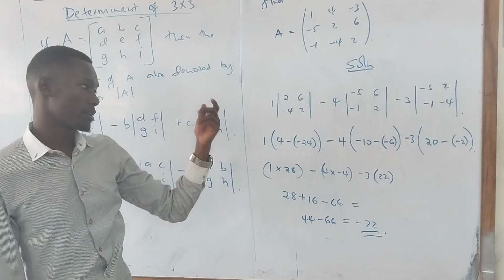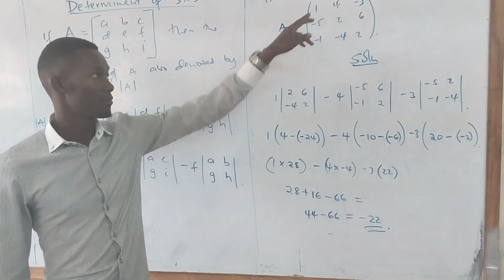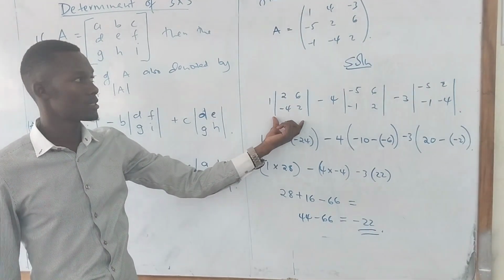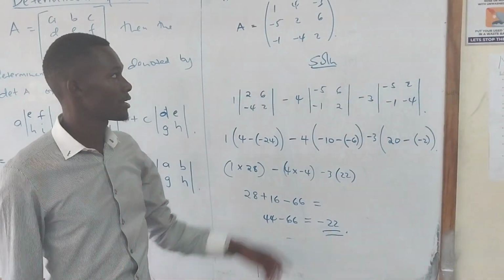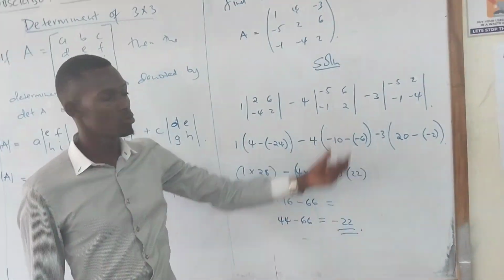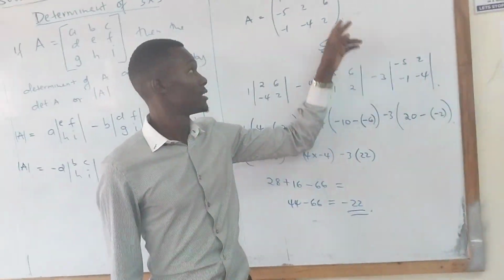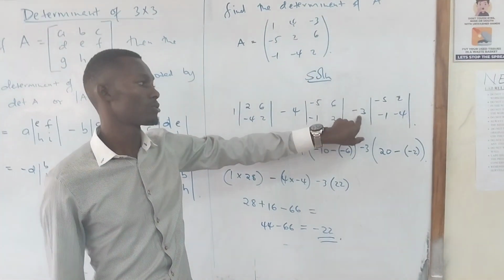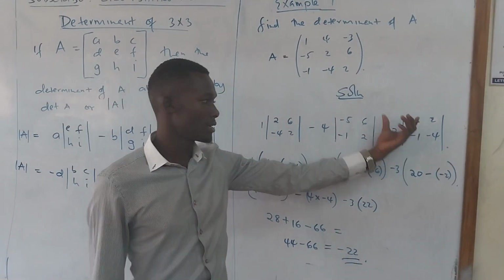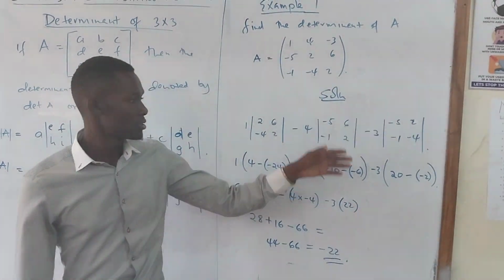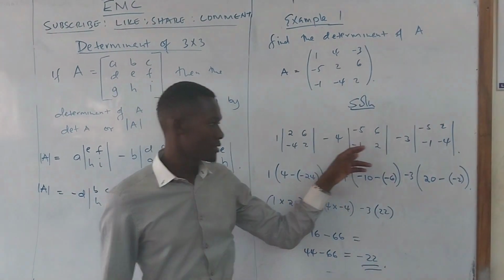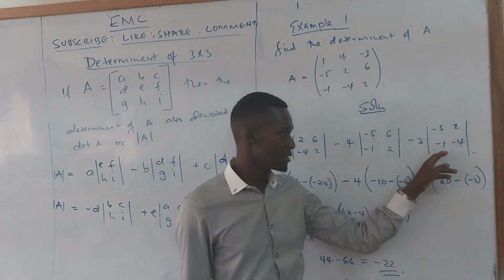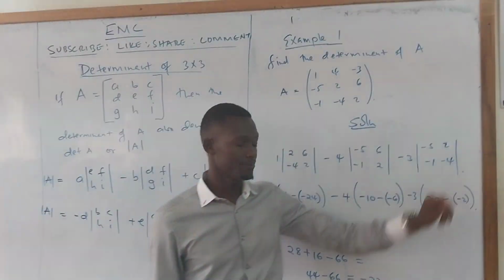So the drill is, if it's 1, the first element, you get the determinant of the 2 by 2 matrix, minus the second element, determinant over 2 by 2, then plus. But they ask you that this one is minus, this one now changes to be minus, so minus 3, then the element over 2 by 2. So how do you get the determinant of a 2 by 2? This times this, minus this times that. This times this, minus this times that.